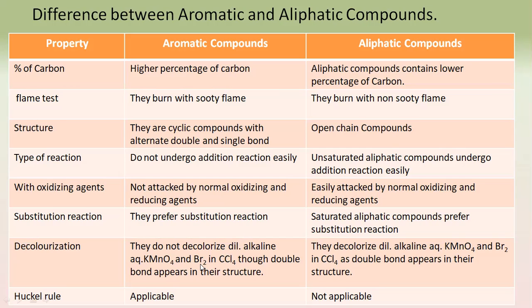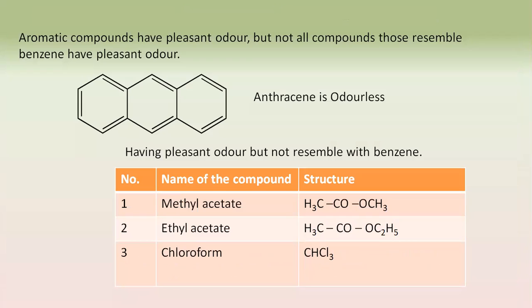Benzene does not decolorize it, and in case of aliphatic compounds, alkene and alkyne, they decolorize dilute alkaline aqueous permanganate solution as well as Br2 in carbon tetrachloride. As they contain double bonds in their structure, they show this property of decolorization. Huckel rule is applicable for aromatic compounds, not for aliphatic compounds. So this is the basic difference between aromatic compounds and aliphatic compounds.